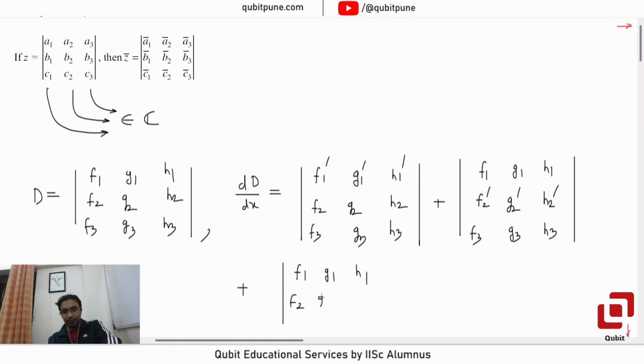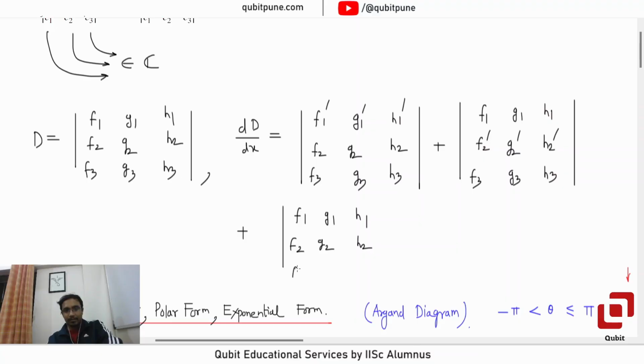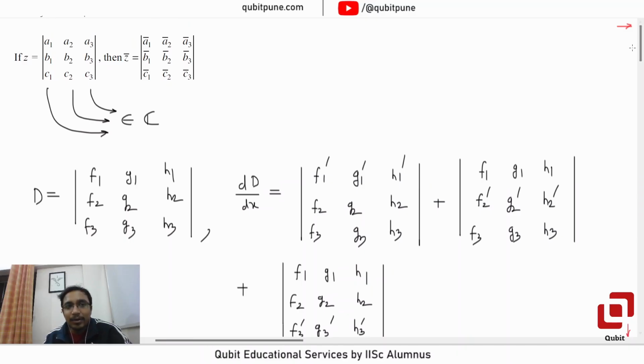Okay, do you know this result or remember this result? F3 prime, very good. G3 prime and H3 prime. They will set the functions that way, don't worry. But my main point of including this property is that this is a bit unusual about determinants, especially when the entries are complex numbers. Z bar is the determinant of complex conjugates. Is that clear? Let me add a note here.